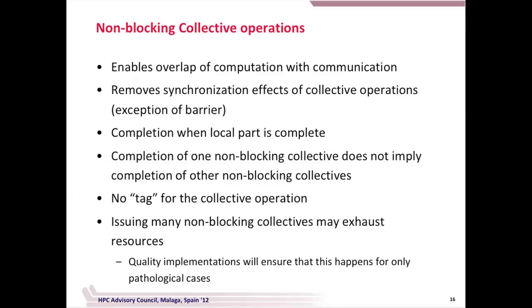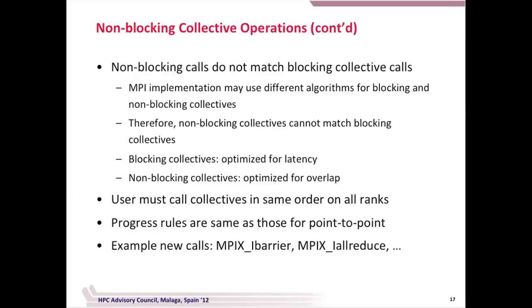There is no tag for the collective operations, and that means you can introduce many non-blocking collectives, but then you have to worry about, in the implementation, ensuring that all these non-blocking collectives actually finish with the proper data. And the non-blocking calls do not match blocking collective calls. That means MPI implementations may use different algorithms for blocking and non-blocking collectives. Therefore, the non-blocking collectives cannot match the blocking collectives.